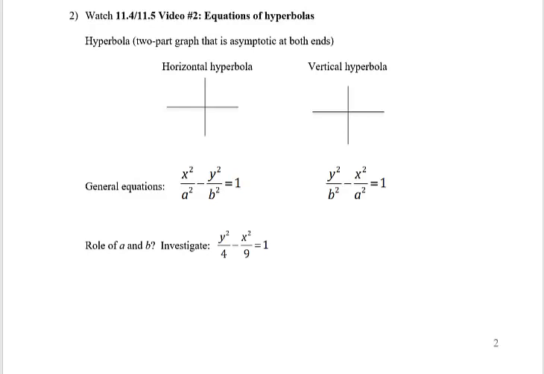This is video number 2 for sections 11.4 and 11.5, equations of hyperbolas. We have one last non-function to meet, and that is what is called a hyperbola. About the best way I can describe it for you is what I have written down here. A hyperbola is a two-part graph that is asymptotic at both ends, meaning there are asymptotes at all the ends.